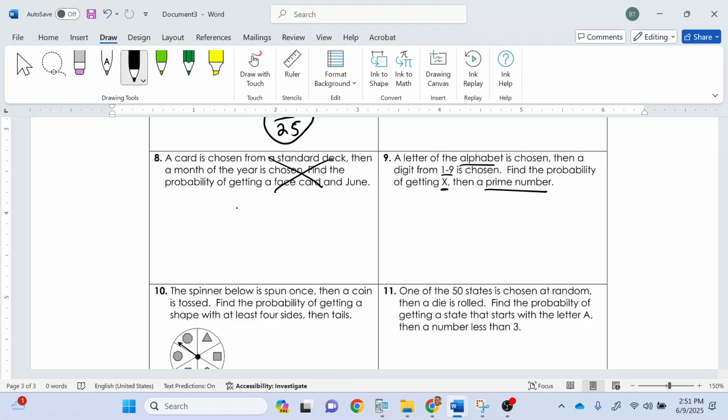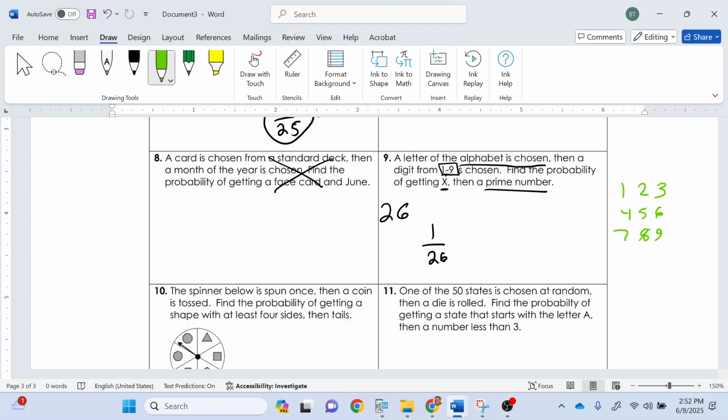So the first question, a letter from the alphabet is chosen. So there are 26 options in the alphabet you could choose from. There's only one X in the alphabet, so 1 out of 26. Now a number between 1 and 9 is chosen. So 1 through 9: 1, 2, 3, 4, 5, 6, 7, 8, 9.